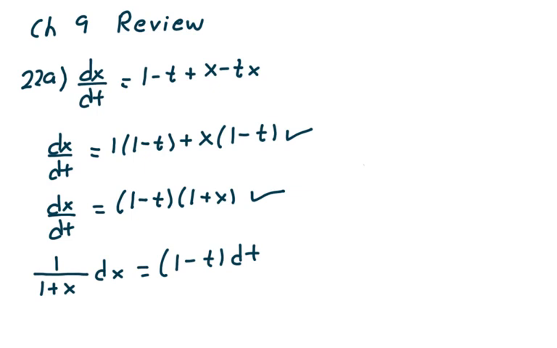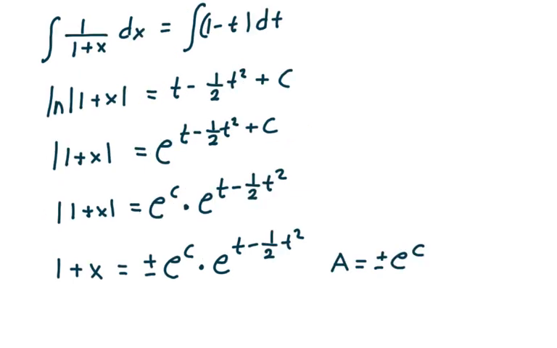This is a separable differential equation. And so notice how dx/dt is a function of t times a function of x. So the next line, we can say 1 over (1 plus x) dx is equal to (1 minus t) dt. And I want an explicit solution to this differential equation for full credit. So the integral of 1 over (1 plus x) dx is equal to the integral of (1 minus t) dt.